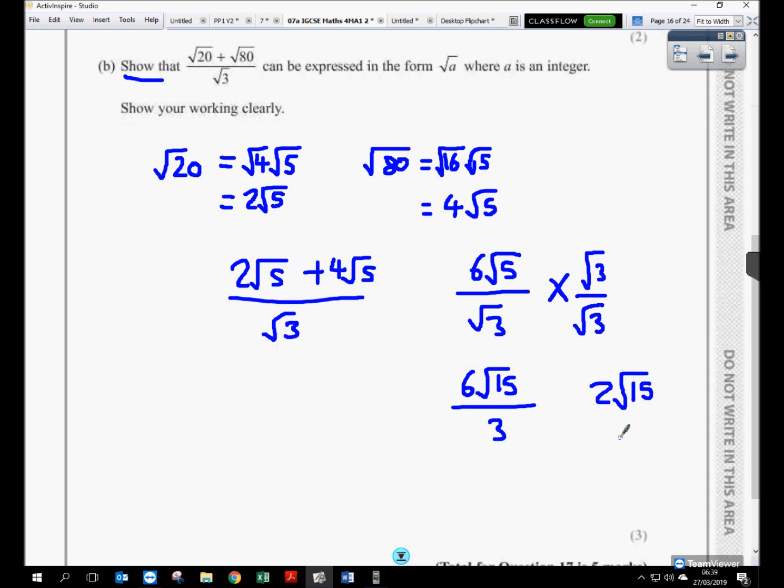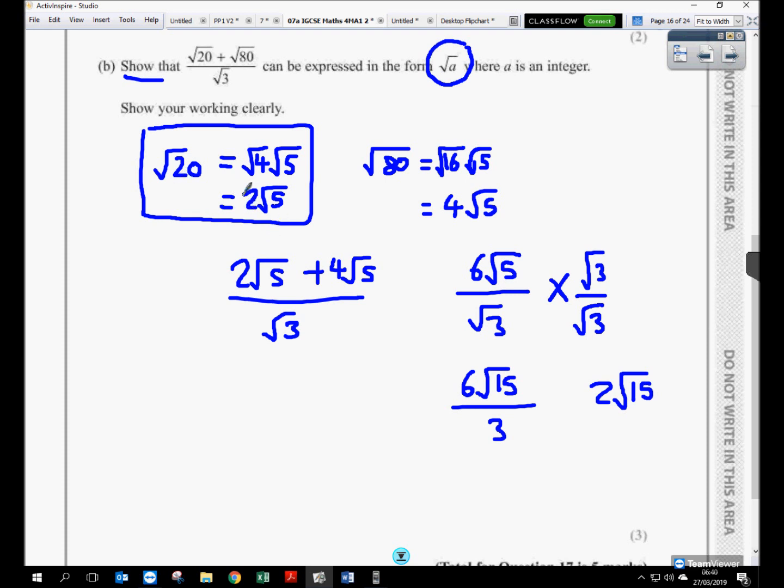Now, normally this would be the final answer. However, they say let's express this in the form square root a, just square root a. Now, what I want to do for a moment is just consider something that I started off with. Let's think about this for a moment, because we have here 2 root 5, and the line before was root 4 root 5, and that was the same as root 20. So we know how to turn root 20 into 2 root 5. What about turning 2 root 5 into root 20?